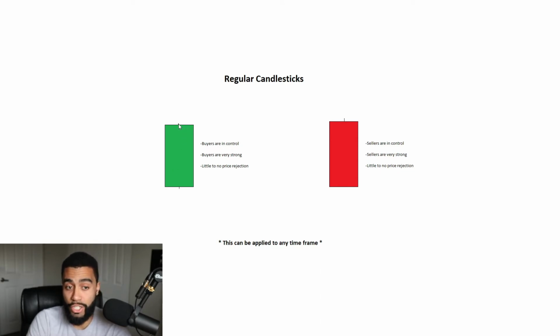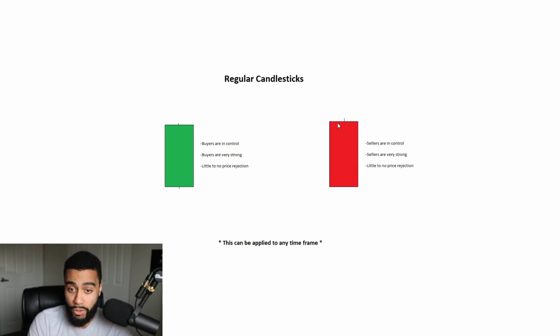There's basically no wicks, telling you there's basically no price rejection, which means there's not many sellers that day. So when you see the price drive from a low to a high price in a day, it's telling you the buyers are in control. And it's the exact opposite if there's a big bearish red candlestick, telling you the sellers are in control. The sellers are strong and they drove the price downward that day.